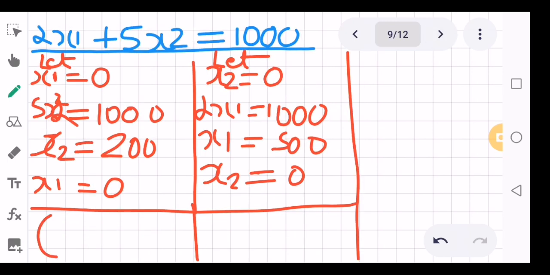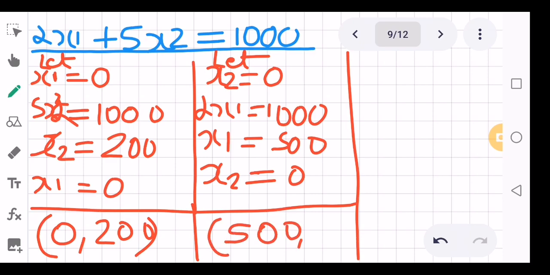Here your x is 0 and your y is 200. Here your x is 500 and your y is 0. How did I do this? I've taken it this way. These are the points. 0, 200 is a point in the graph. 500, 0 is a point on the graph. I'll be marking it in the graph.